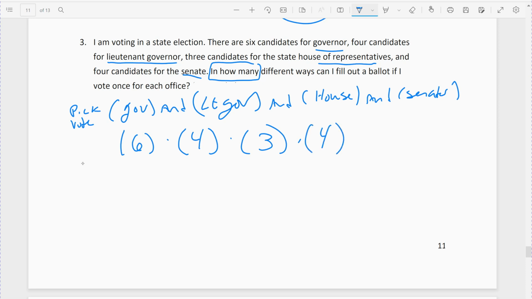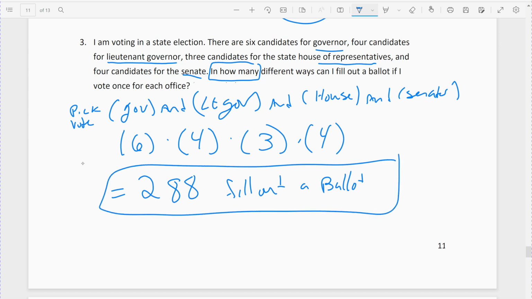And since I used the word and, I'm going to multiply. 6 times 4 times 3 times 4. And so there is a total of 288 ways to fill out a ballot if you do it randomly. Alright, there are 288 ways to fill out a ballot if I do it randomly.